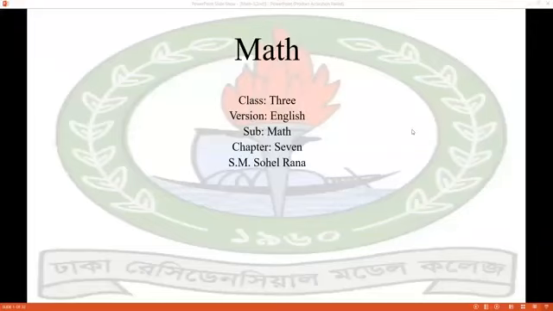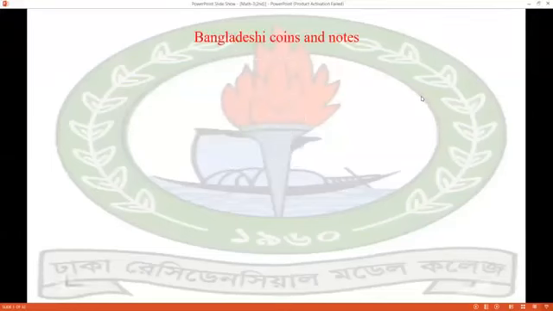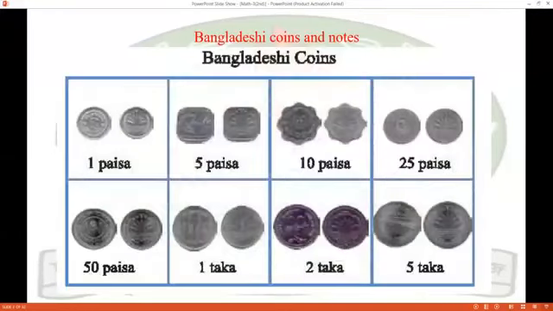Chapter 7. This is the Bangladeshi coins and notes. There are some pictures about the Bangladeshi coin. In the first picture, we see the 1 paisa. Nowadays, it is not available, but it is granted. 1 paisa coin, 5 paisa coin. This is present. This is not available. 10 paisa coin. It is not available, but it is seen.